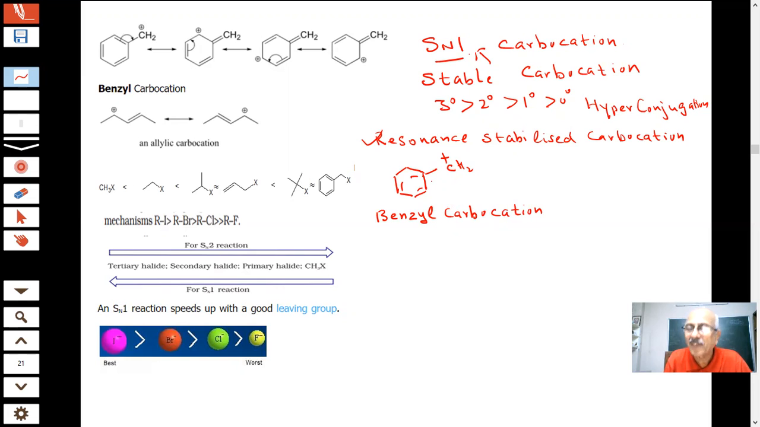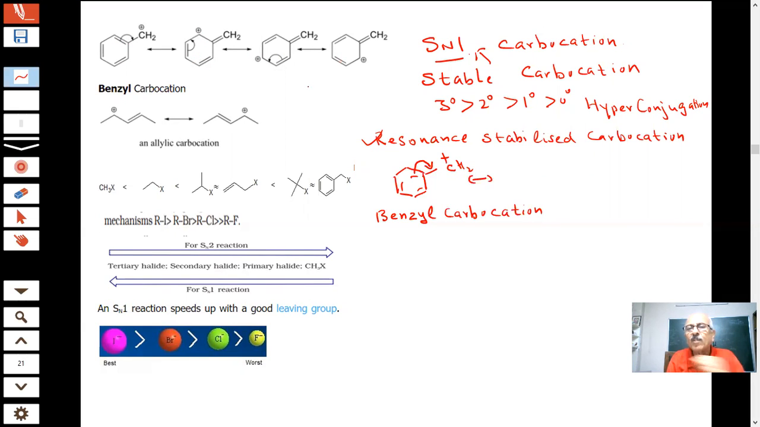This is a stable carbocation because of resonance. What happens? This pi bond can shift, and you can see how many resonance structures I can draw. Here I have shown the resonance structures of benzyl carbocation. This pi bond is shifting, and then it becomes positive. We have shown here 4 resonance stabilized structures.